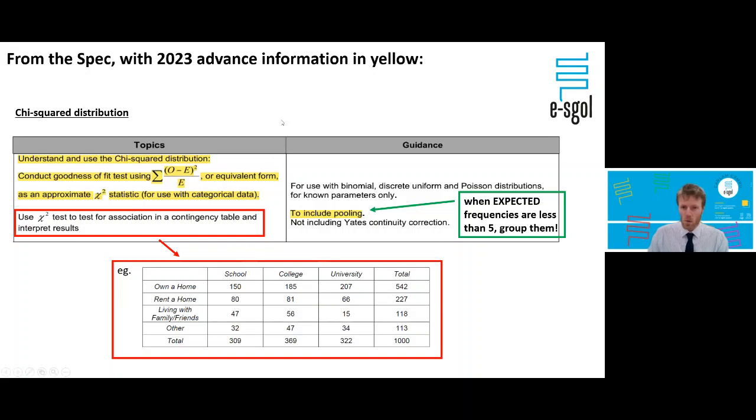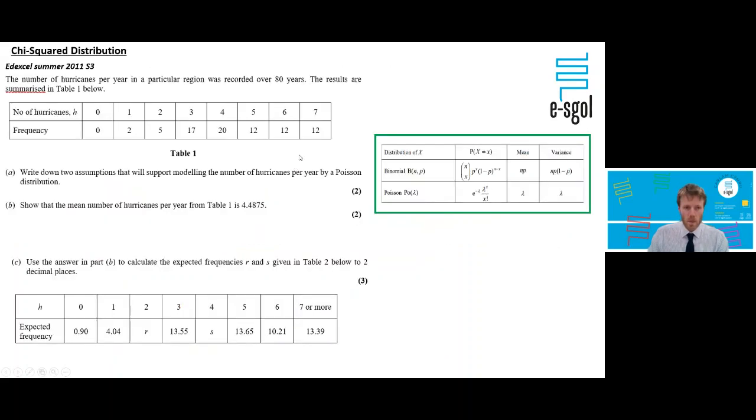Let's have a look at an example question. So I've taken this from a different exam board, but it's quite similar to the ones that you'd be presented with. We've got a table at the top and it shows the number of hurricanes per year in a certain region. So this is recorded over 80 years. I'm guessing this number here, for instance, that represents 12 years where we had 7 hurricanes during the year. If I look down here, there were 0 years with 0 hurricanes, so it must be an area where hurricanes do happen.